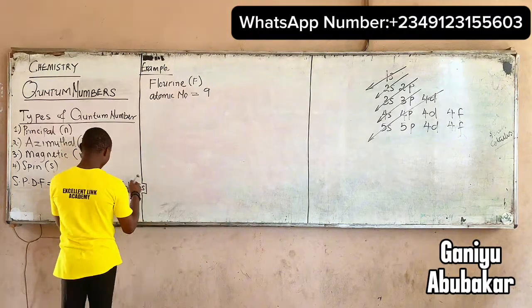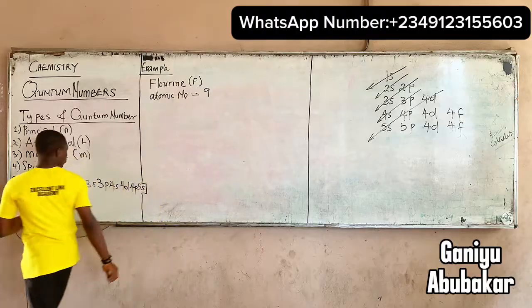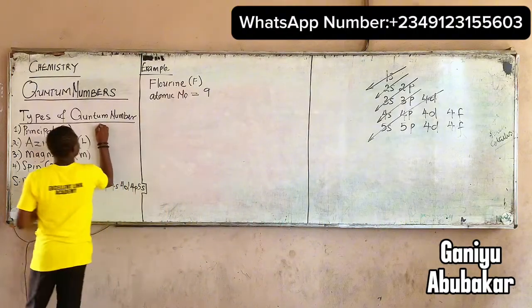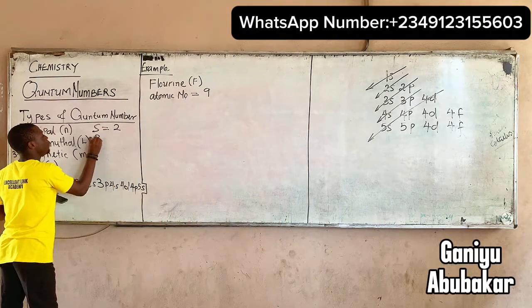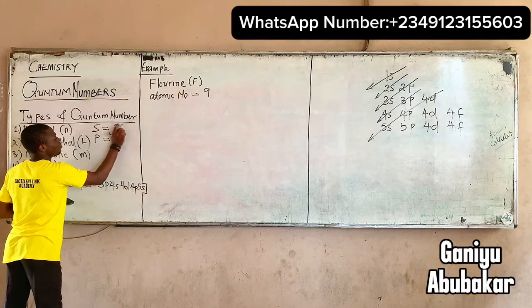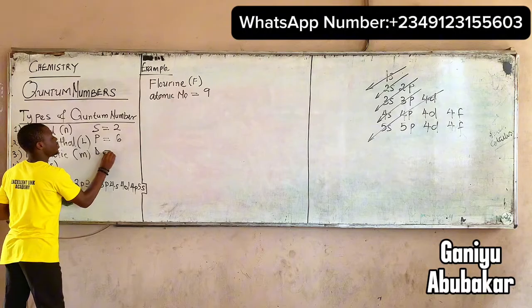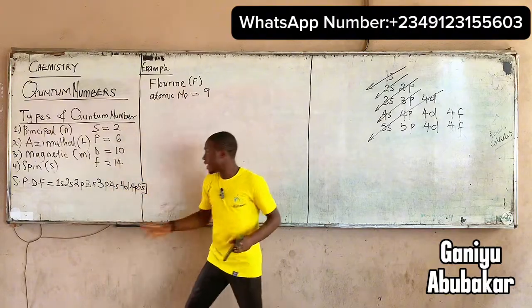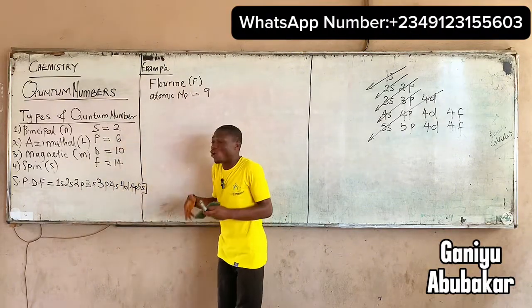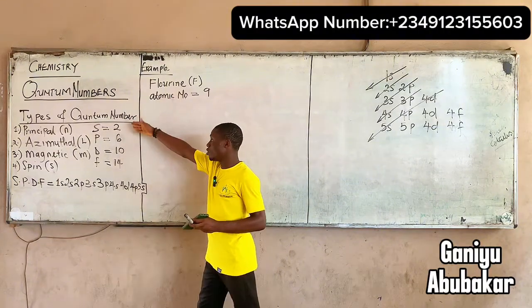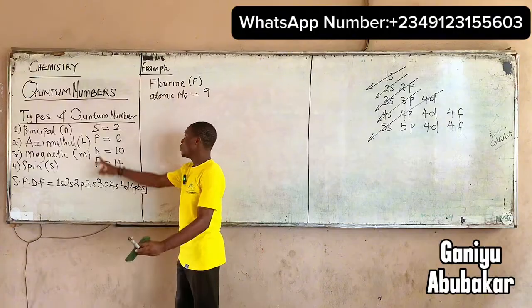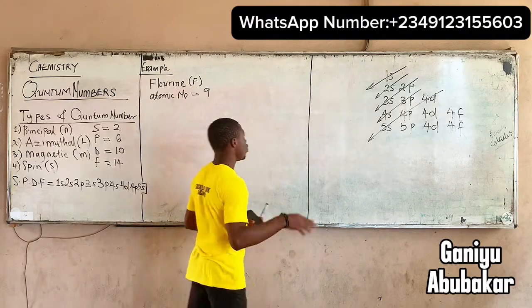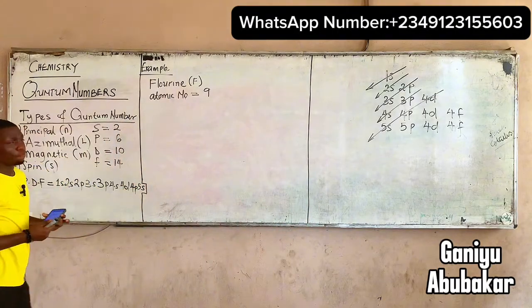For fluorine, we start with 1s. Mind you, listen up. When we discussed this last class, we said S can contain a maximum of 2 electrons, P a maximum of 6, D a maximum of 10, and F a maximum of 14. All right, now with this idea, let's write out the SPDF for fluorine.